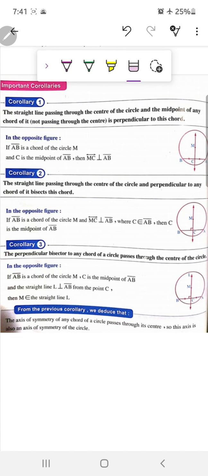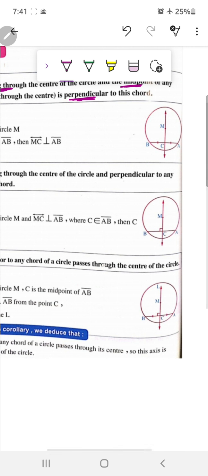We have here some important corollaries. Corollary number 1: the straight line passing through the center of the circle and the midpoint of the chord is perpendicular to this chord. So we have passing through the center of the circle, midpoint, which is bisect, is perpendicular. For example, in this circle, AB is a chord, a line segment joining two points. C is the midpoint of AB.